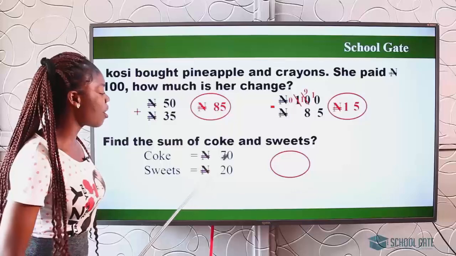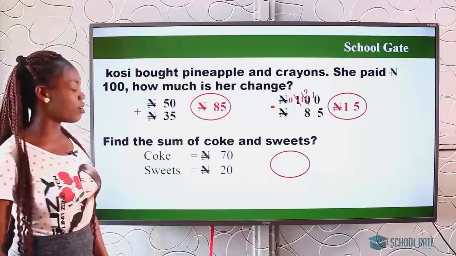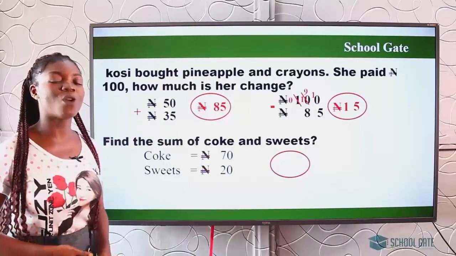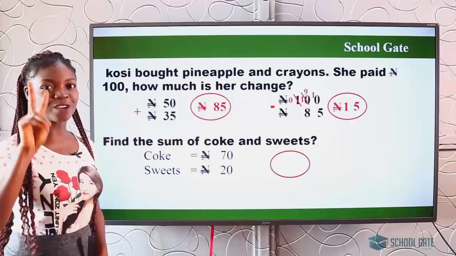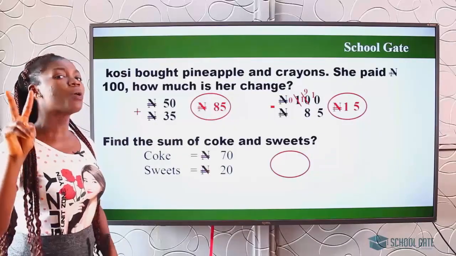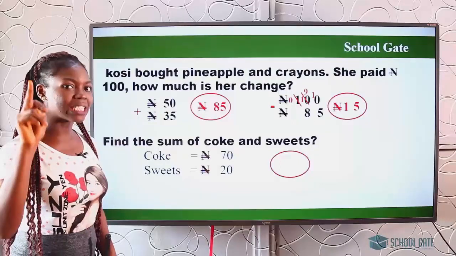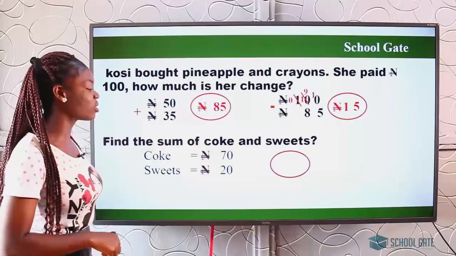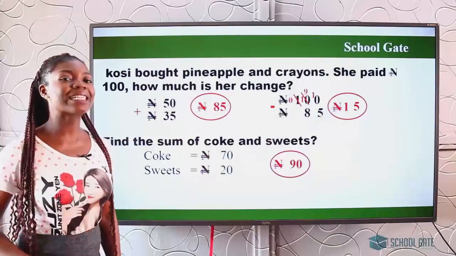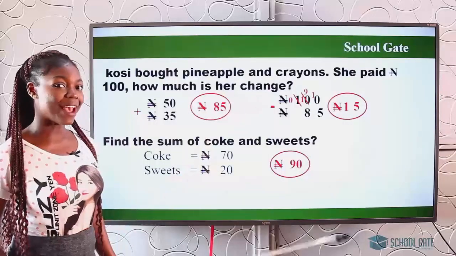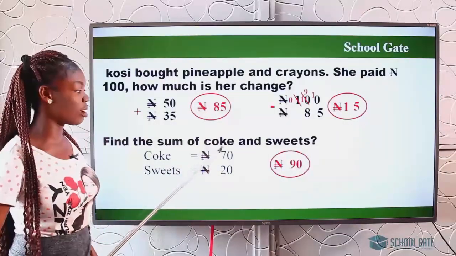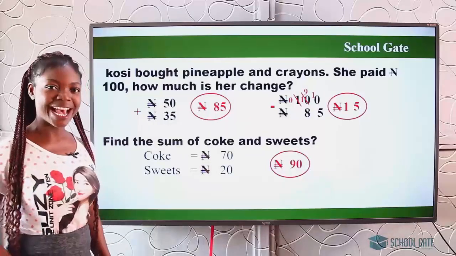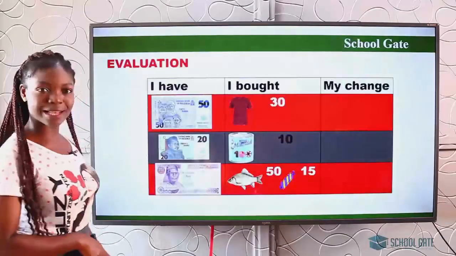Once you see this word sum, it means what? Addition. So 0 plus 0 is what? 0. 7 plus 2 is what? You have 7 in your mind, and you have your 2 fingers. So let's go. 7, 8, 9. Very good. So what's your answer? 90 naira. You didn't buy anything here. You just want to know the cost of Coke and sweet. Are we following, kids? Do we understand?